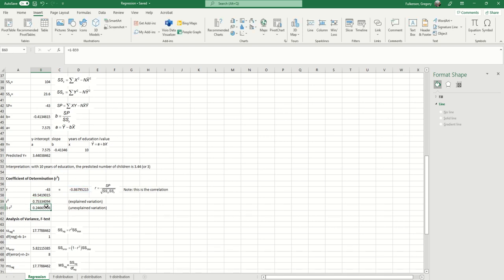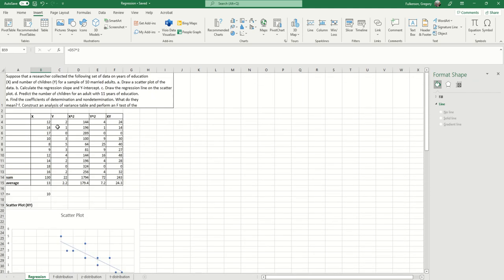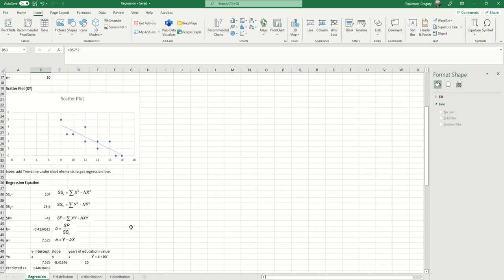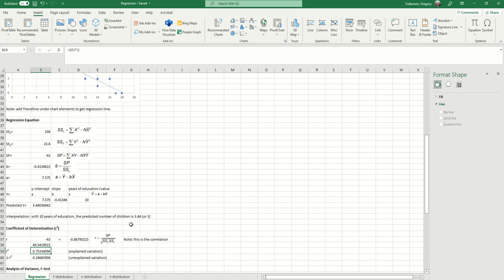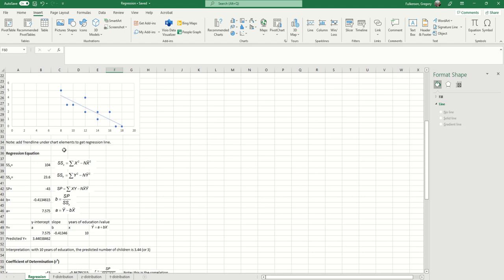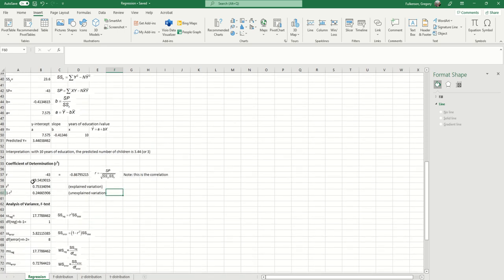And so we can interpret that as the explained variation. So we've explained 75% of the variation in children based on years of education, which is very high. So really a predictive variable, high level of predictability there. The coefficient of non-determination is the amount of unexplained variation. Right? So what else is left unexplained after we include that piece of information? And so in a multiple regression model, we will add more variables to try to account for more variation. So that's the second piece here.